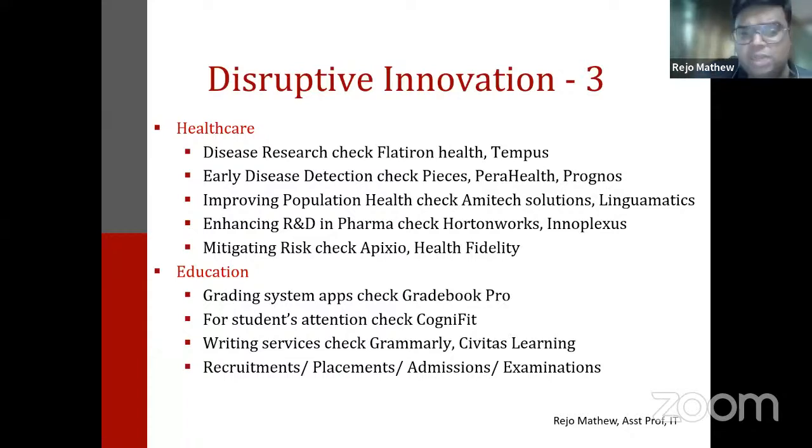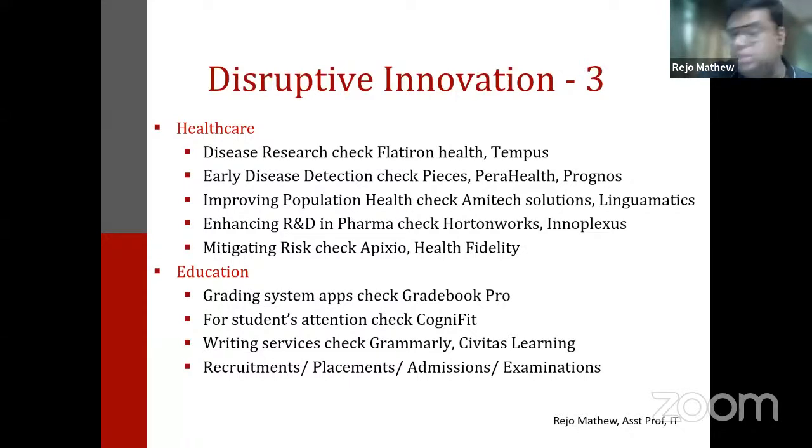And also in the healthcare industry, constantly new diseases are coming up, new problems are coming up, and there is constant research going on. There are these two companies that I've put up as examples: Flatiron Health, Tempus. These are working in disease research.